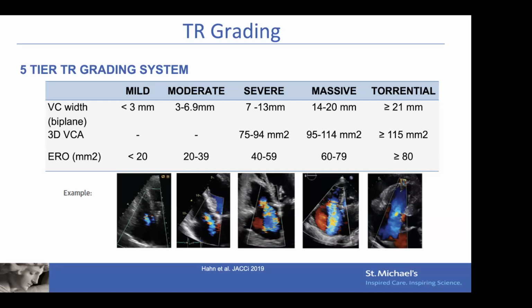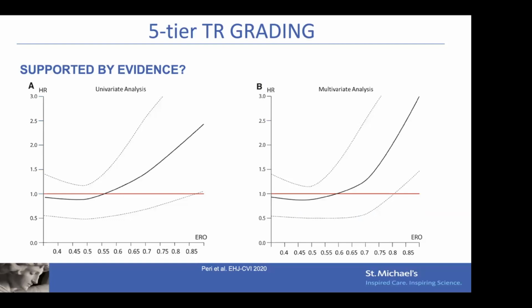And so this has inspired Rebecca Hahn to propose a more graded, 5-tier grading system for TR, better stratifying our severe TR patients, subdividing severe into 3 categories: severe, massive, and torrential, with increasing severity. Now, this obviously begs the question: it's nice to separate these patients, but is this really supported by evidence, hard evidence?